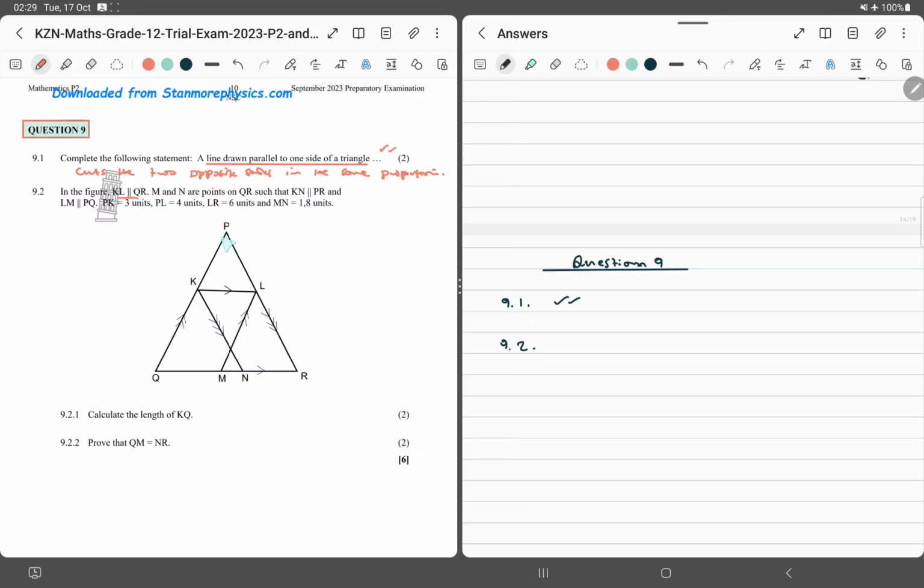PK is 3 units, so there it is. PL is 4 units. And then LR is 6 units. And then MN is 1,8 units. Okay, that's all right. And then what are we supposed to do? Let's find KQ.